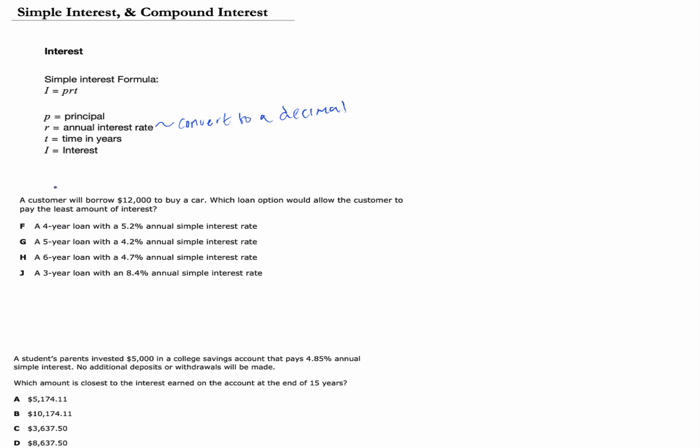Now, in the first problem, it says a customer will borrow $12,000 to buy a car. So this $12,000 is your principal. Which loan option would allow the customer to pay the least amount of interest? So we want the least amount of interest. Since we have to work out the interest for 4 types of loans, this would be a calculator problem. We all know that the formula is I equals the principal multiplied by the rate multiplied by the time.